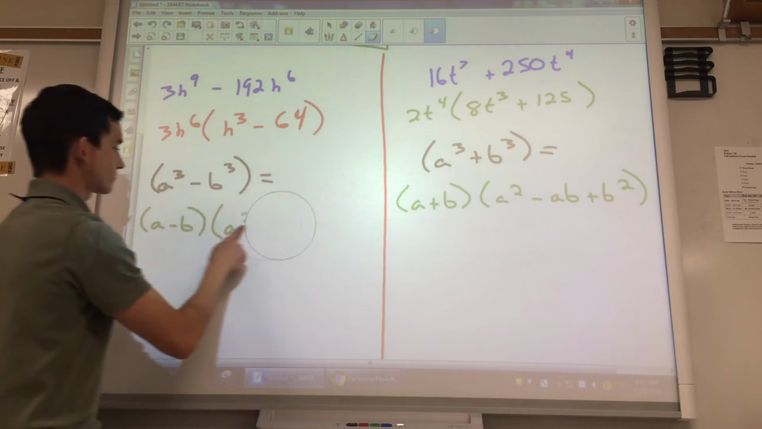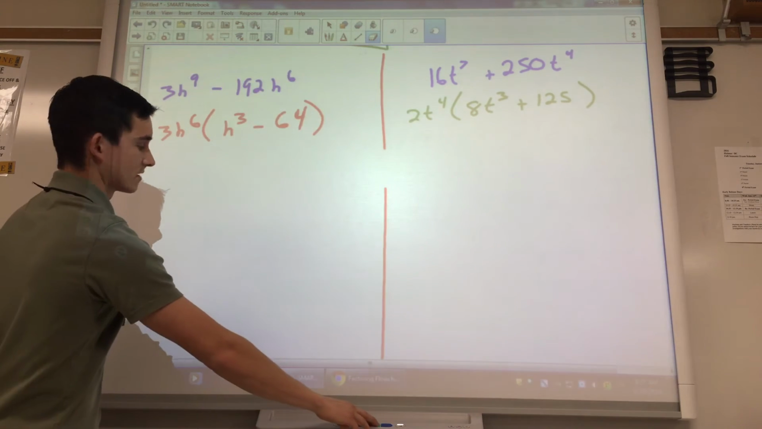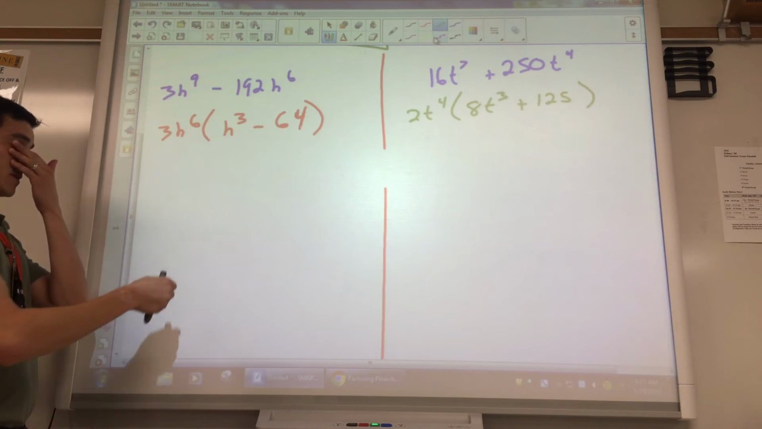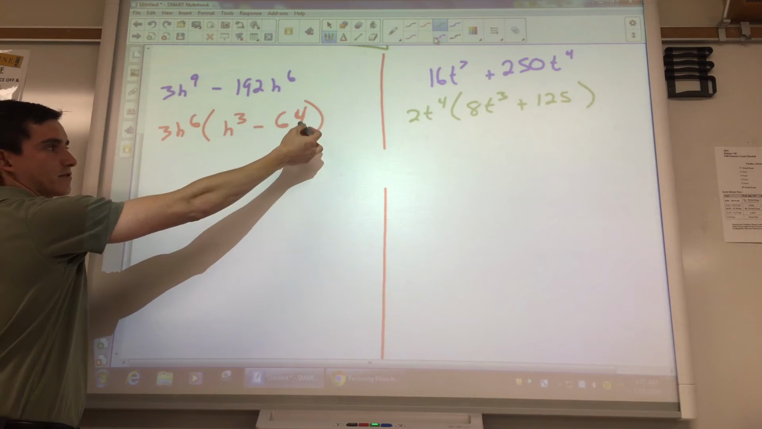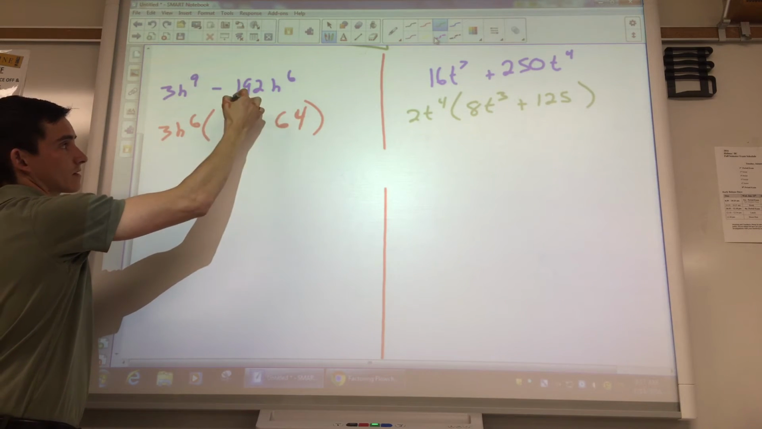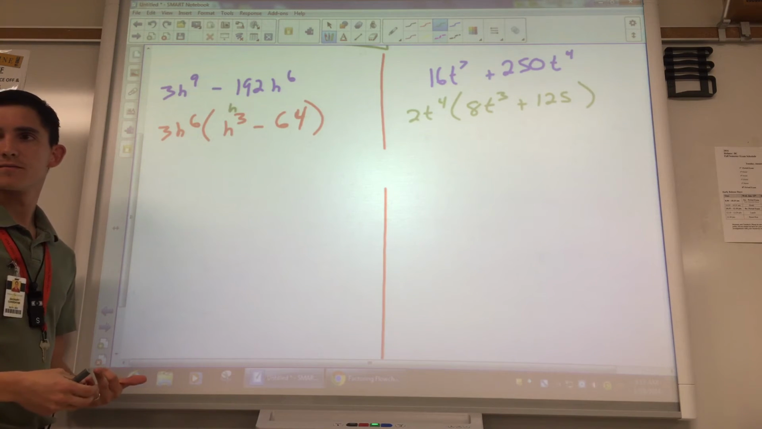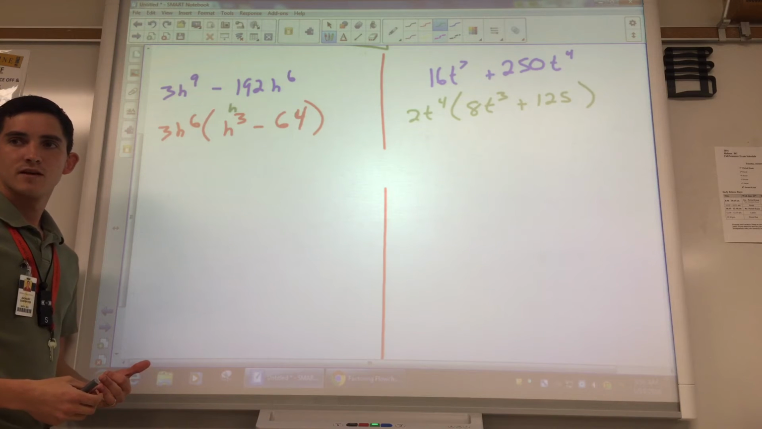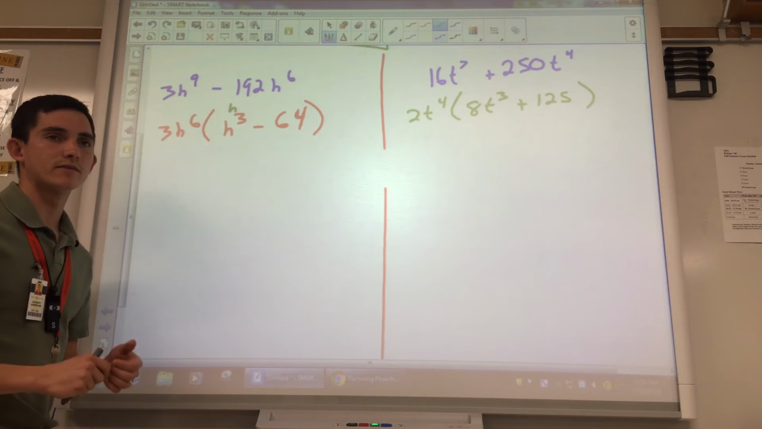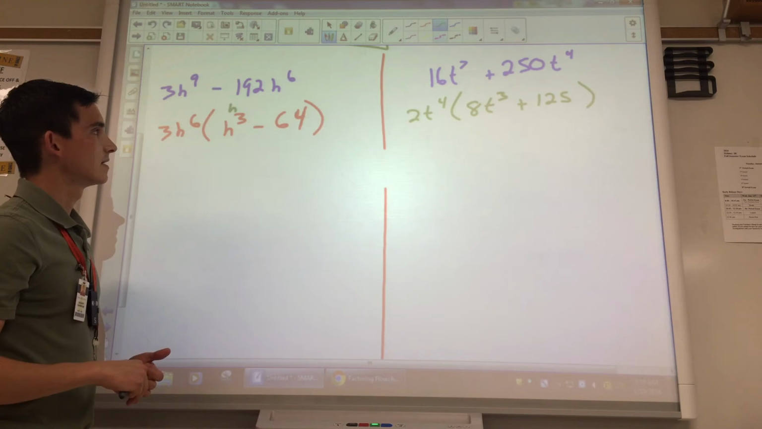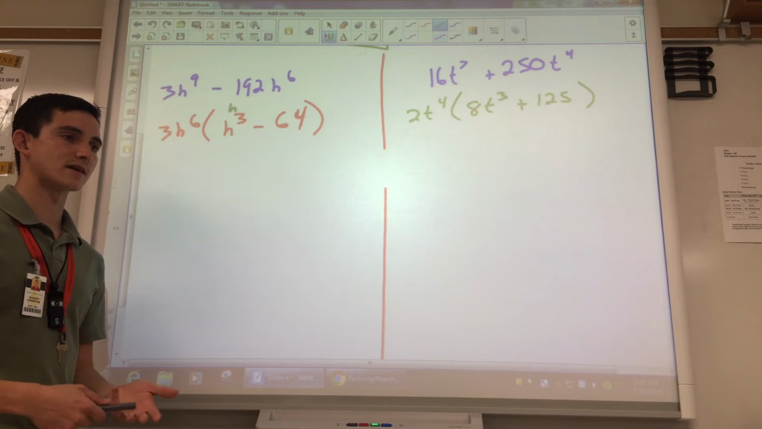All right. And here we go. Okay, so this is a difference of cubes. So you have h times itself 3 times, and what times itself 3 times is going to be 64? 4, right? So remember there's a way to find a cube root on your calculator. If you want help with that, I'll show you how to do that. But you can also think of it like, what's 3 times 3 times 3? 3 times 3 is 9, times 3 is 27.